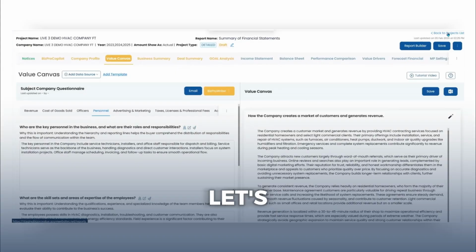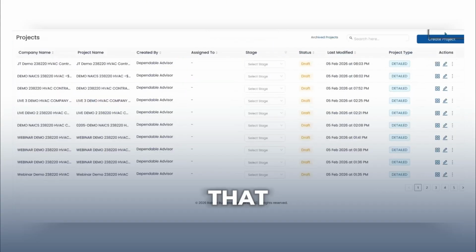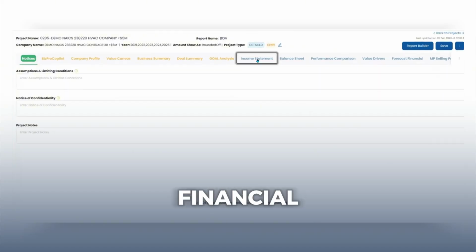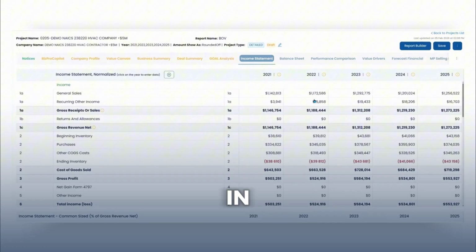Okay, so now let's go back to a project where I have that completed. And now you can see that I have my financial information. In this particular case, I used 5 years, and I really encourage all of us to use 5 years. It gives a much better and fuller look at trend analysis, helps us understand operating performance and those elements of risk.